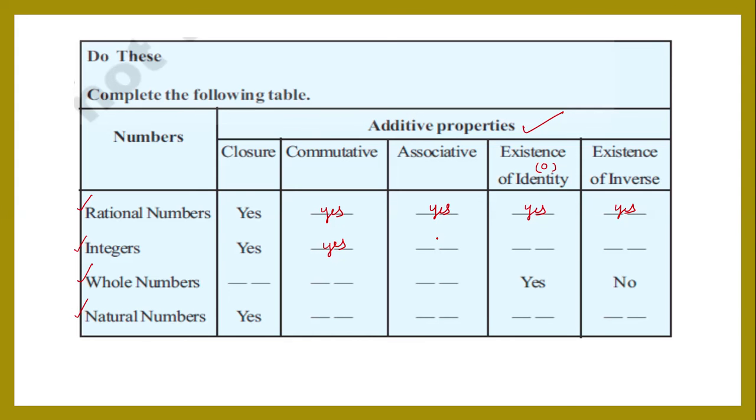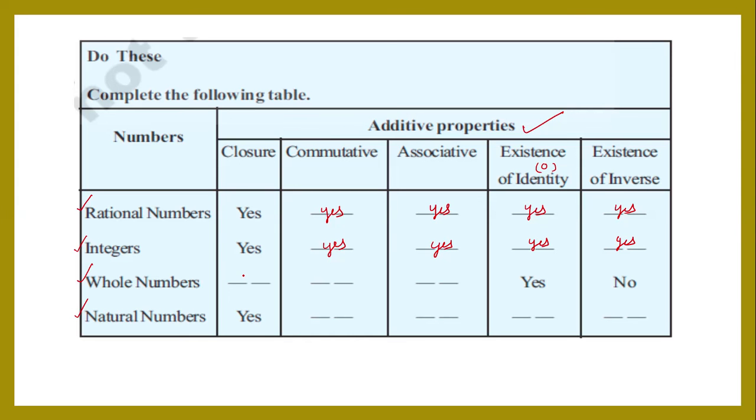Associative under addition: if we already know the associative property, integers are associative under addition, so you write yes. Integers have the zero, so we write yes. Integers have the negative numbers, hence you write yes.